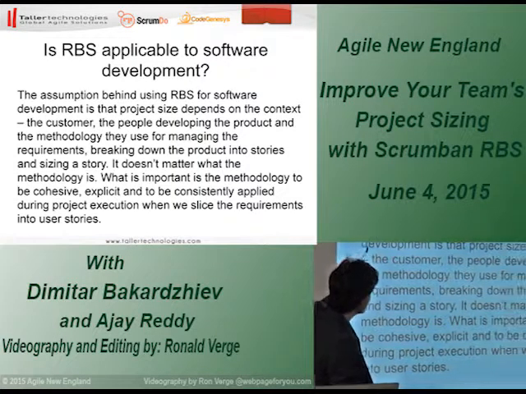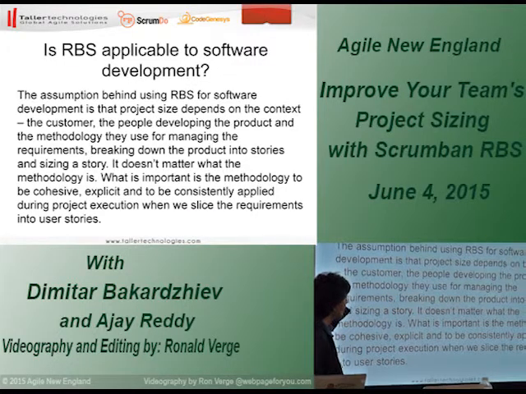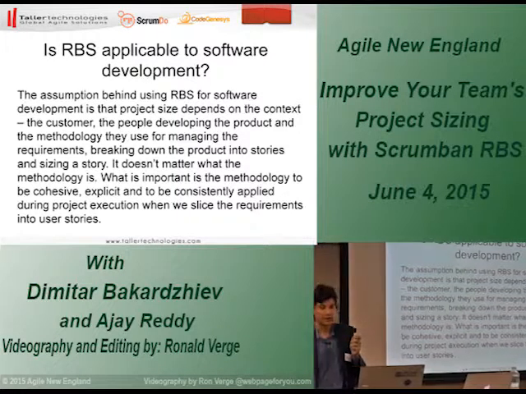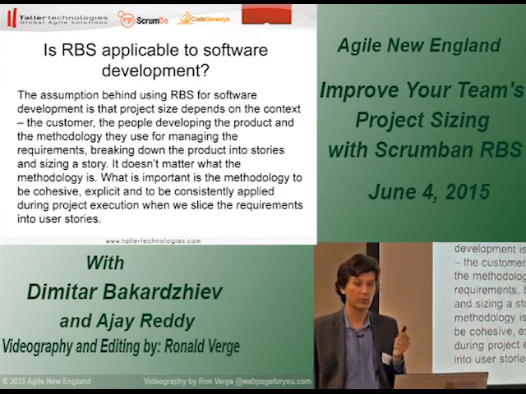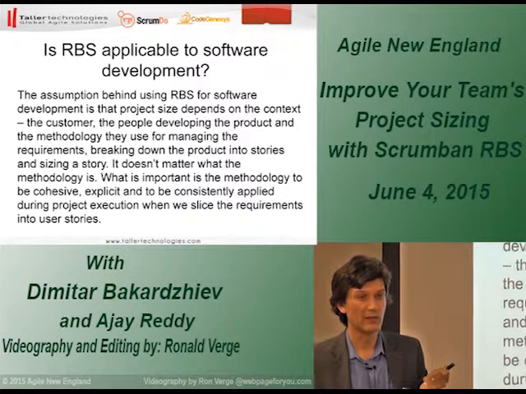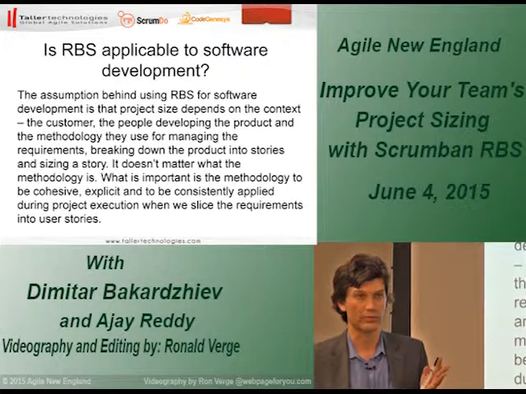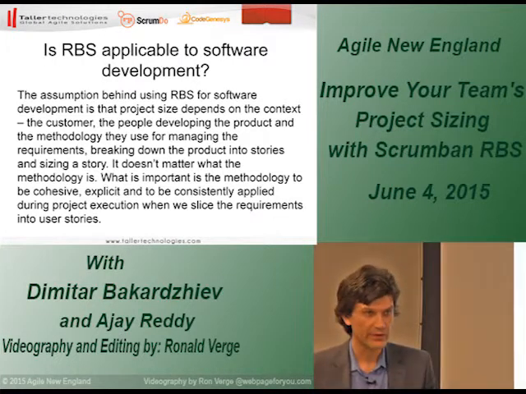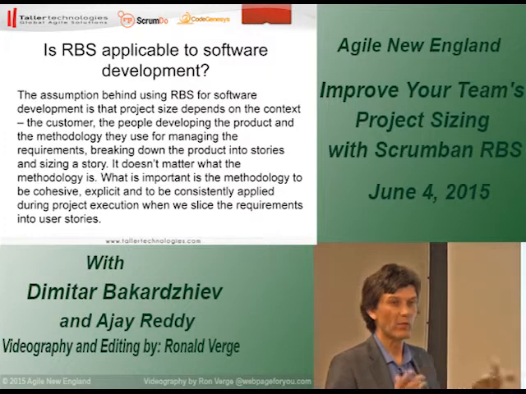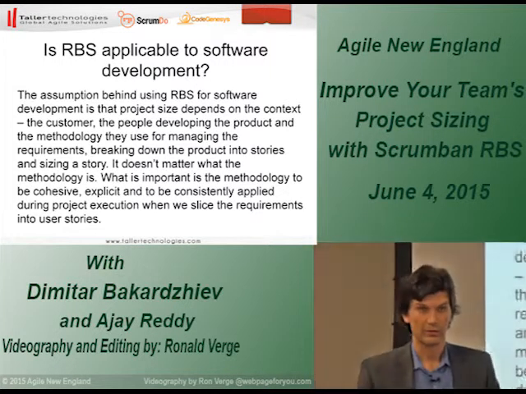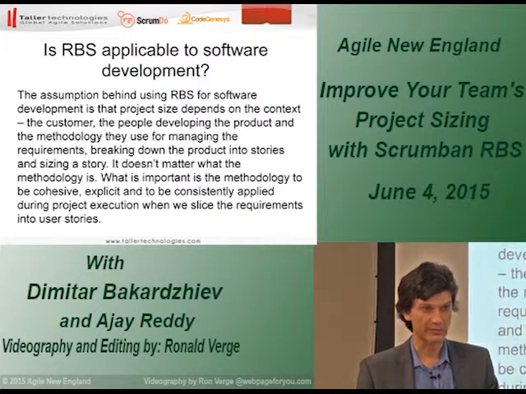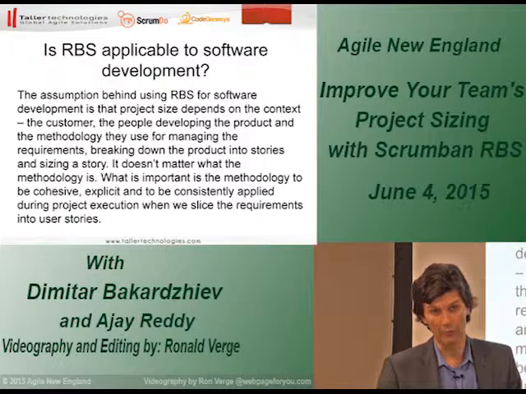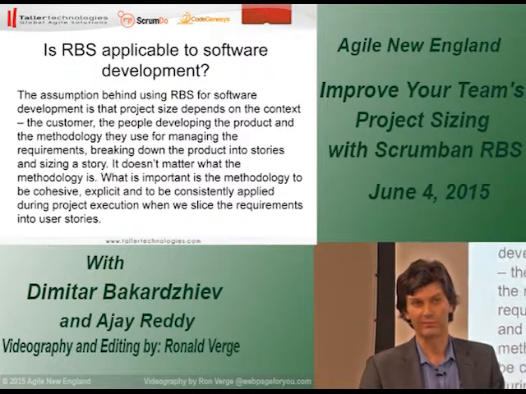So my hypothesis is that the assumption behind using RBS for software development is that the project size depends on the context, which is the customer, the people developing the project, and the methodology those people are using for managing the requirements, breaking down the product into user stories, and sizing each of the stories. No matter what methodology they use. They may use planning poker, behavior-driven development, feature-driven development. No matter what. If they apply consistently a methodology which is coherent and explicit, then the results should be there. So it is mathematically sound to use a sampling technique for sampling intangible things.